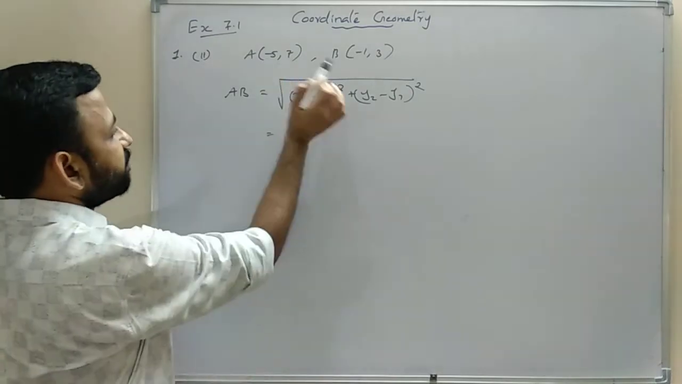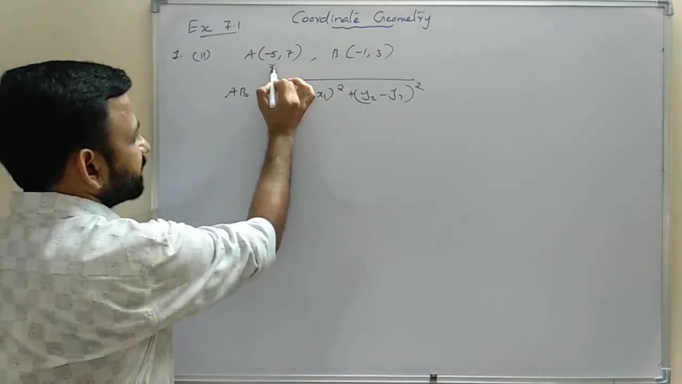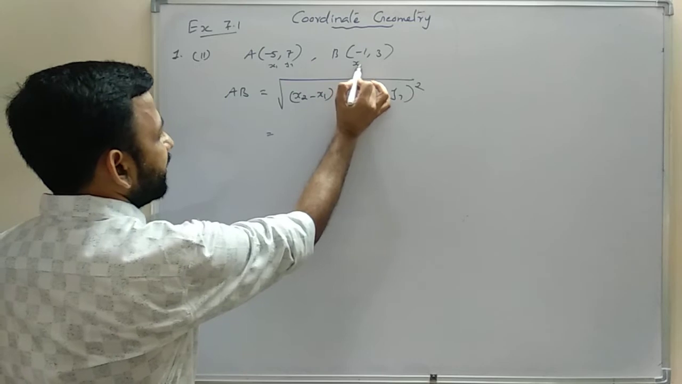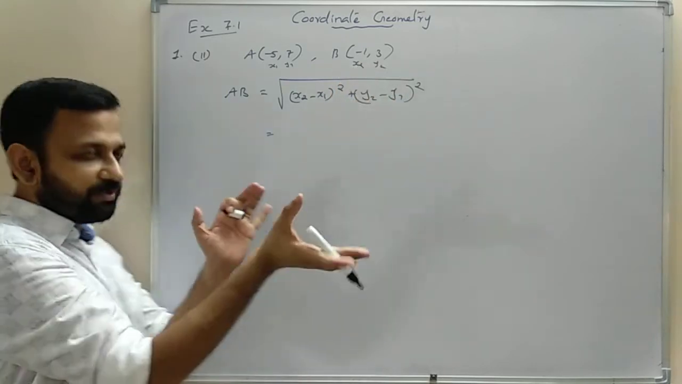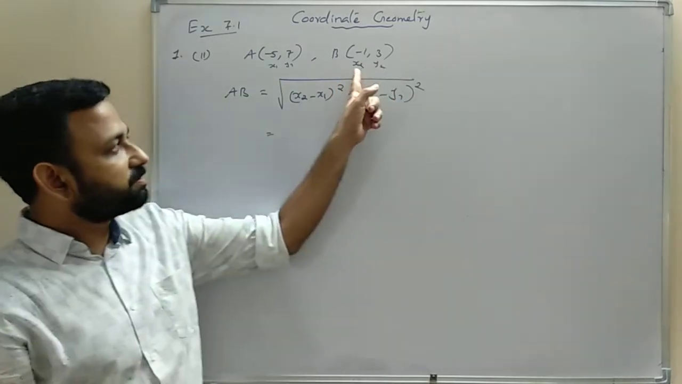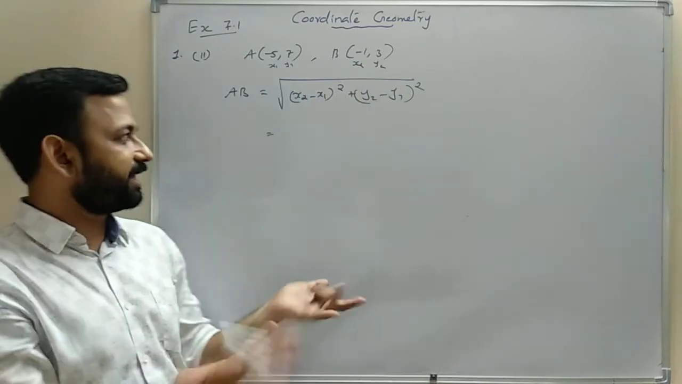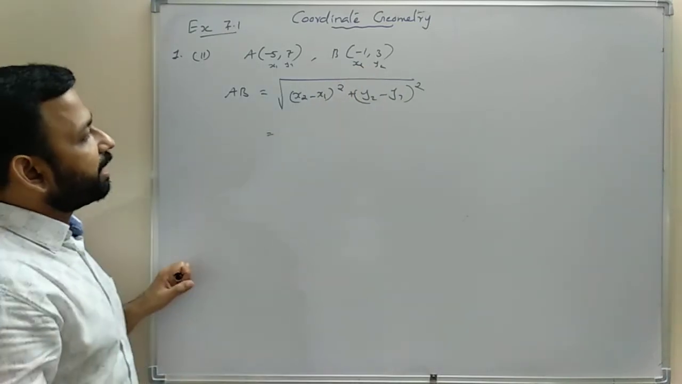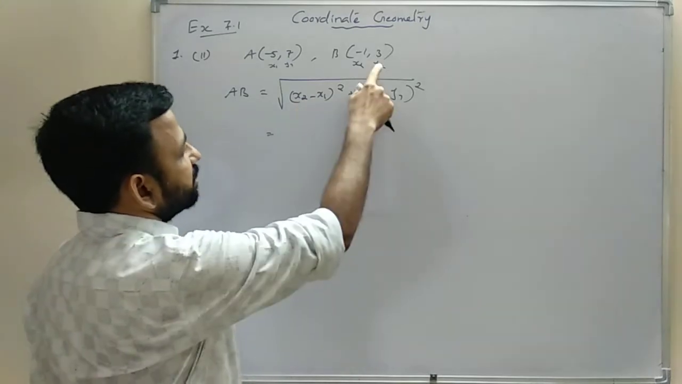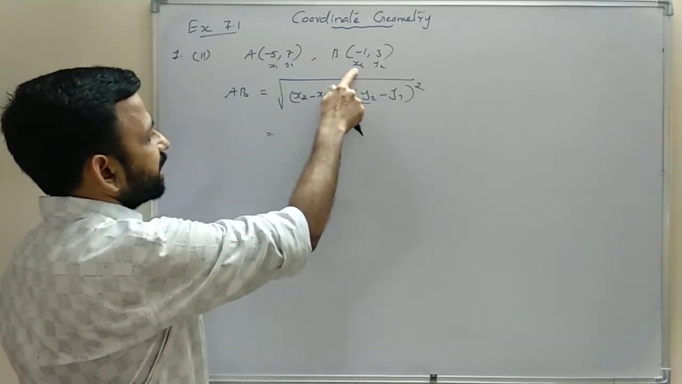So here we take x1, y1 and x2, y2. If you want, we can change the order. This one can be taken as x1, y1 and the other as x2, y2. So as you like, we can take any order. Now x2 minus x1 all square, x2 is this one.